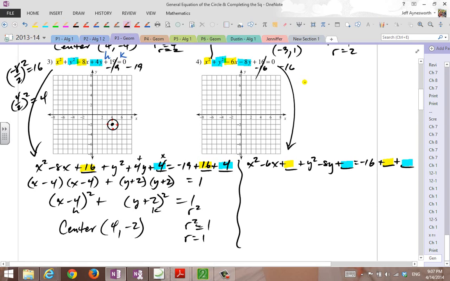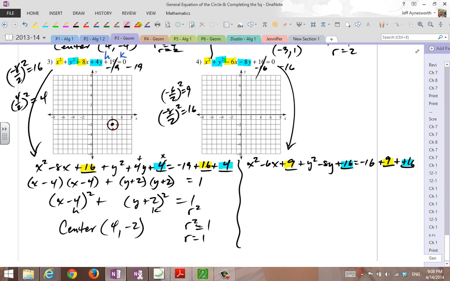So on this one, I've got a negative 6 divided by 2 squared, and that's negative 3 squared, or 9. So I've got to add that to both sides. On the negative 8 divided by 2 is negative 4 squared is 16. So I've got to add 16 to both sides. Let me see, 16 plus a negative 16 cancels out, and I get the 9 on the right-hand side. And then I factor a little bit.